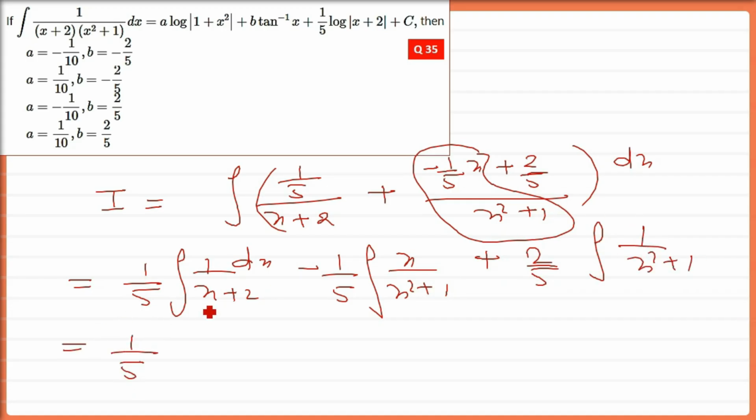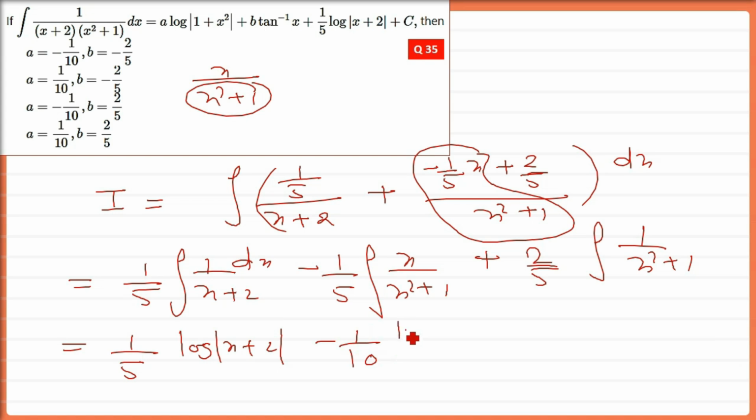So 1 by 5, integration of 1 by x plus 2 will be simply log of x plus 2, which now is approaching the right part of the question. Negative 1 by 5 x by x square plus 1, x square plus 1 you can just take as t, you'll get a dt in the numerator. So that's it, that is how you can do. So it will be log only, minus 1 by 10 log of modulus of x square plus 1. Last one is 2 by 5. Again, it will be tan inverse x, by formula we'll use x as x and a as 1. So 2 by 5 tan inverse x plus c.